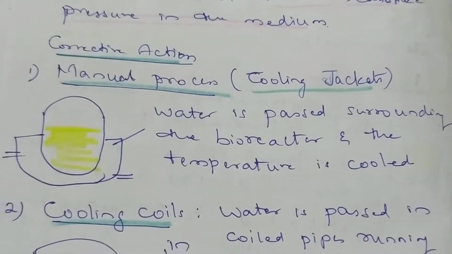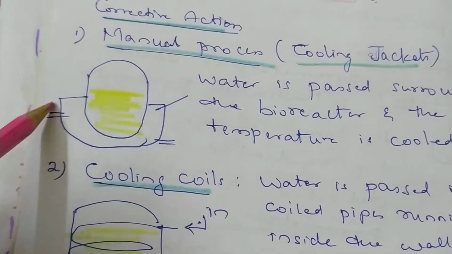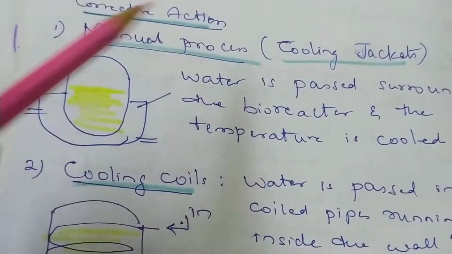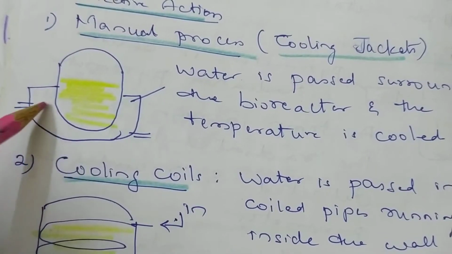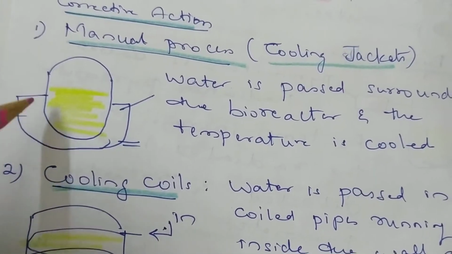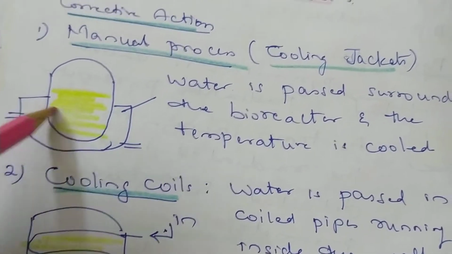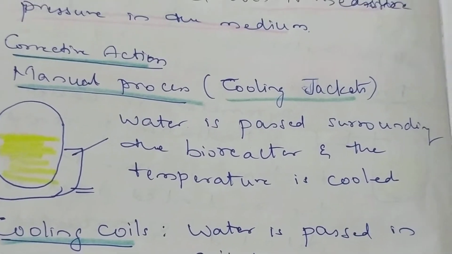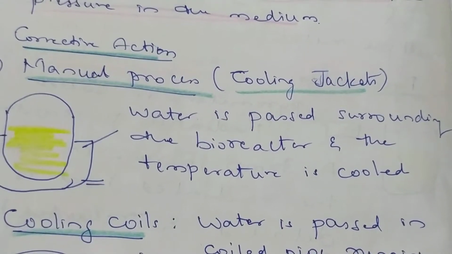So you have cooling jackets here. You can see there's an entry of water, and there's a jacket outside the bioreactor; it's only a cross section. Imagine it completely covered with the jacket on all sides, like a bowl. Once water is entering, it will automatically cool the medium, and thus one can regulate the temperature in the bioreactor.